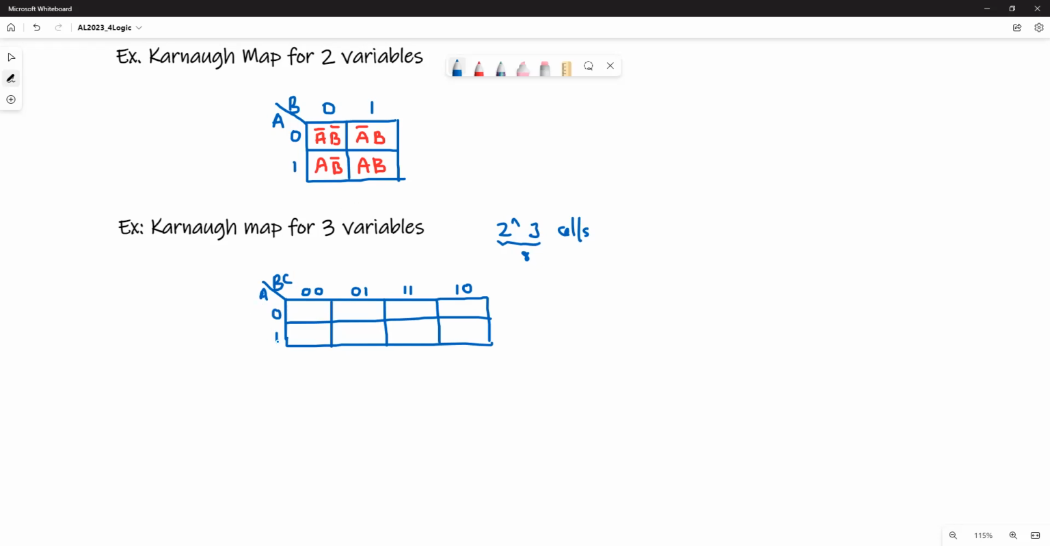So A can take 0 and 1. For B, C, remember, all possible combinations. So we start with 0 0, 0 1. Remember, it will not be 1 0 here, because we represent the cells in such a way that you will have only 1 bit change. So from here to here, there's a 1 bit change. And from here to here also, to make it a 1 bit change, we are going to have 1 1 here, and finally 1 0. So remember, this is very, very important, and this is what you are going to make mistakes on in the beginning.